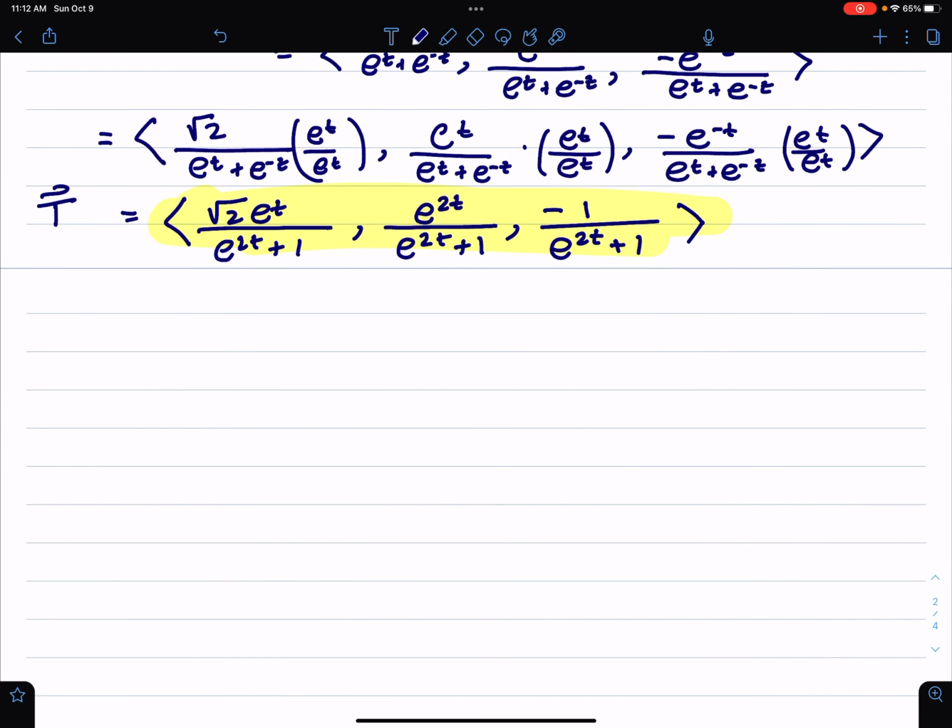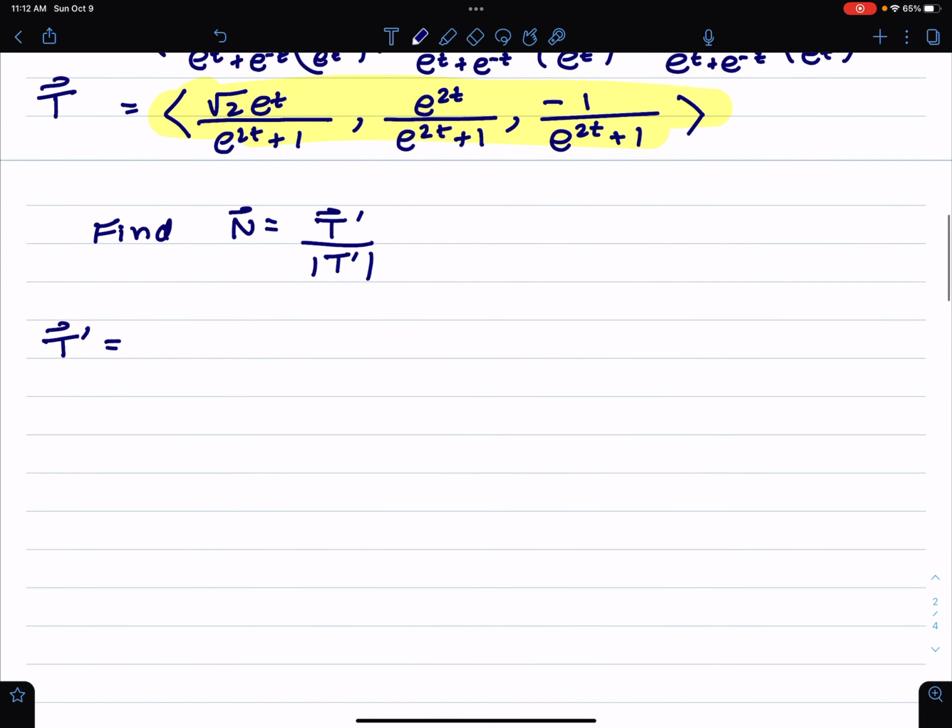Okay, so now I'm going to find N, the unit normal vector, which is T prime divided by its magnitude. Taking the derivative of T actually isn't even that easy, and then finding the magnitude of that involves a few little tricks. So, all right. In order to do this, we just have to jump in and bite the bullet.